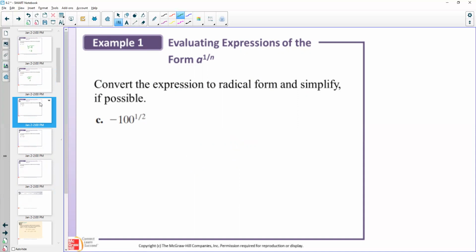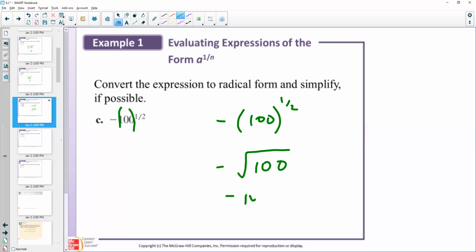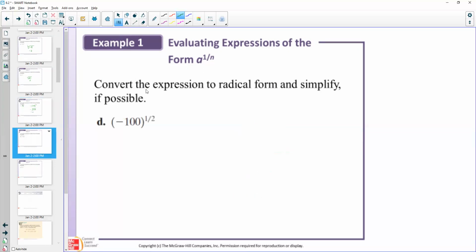-100 to the 1/2. Now think about where that negative number is. Technically, if we think about order of operations, multiplication comes after exponents. So what I really have here is this negative, and I'm going to leave it out here. I'm going to apply my square root, because that's what a 1/2 exponent really means. Can I do this? Absolutely. The square root of 100 is 10, and the negative applies to it. This is different from (-100) to the 1/2, because now the negative is contained inside the parentheses. It's attached to that 100. So I'm finding the square root of negative 100. Can I do that yet? No, it's not real.